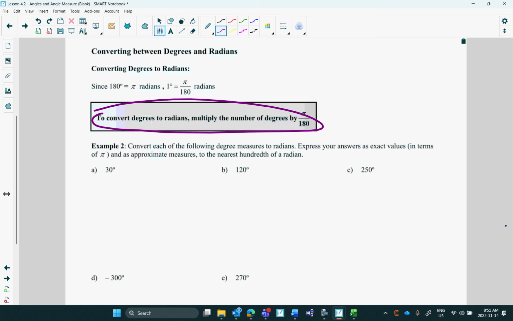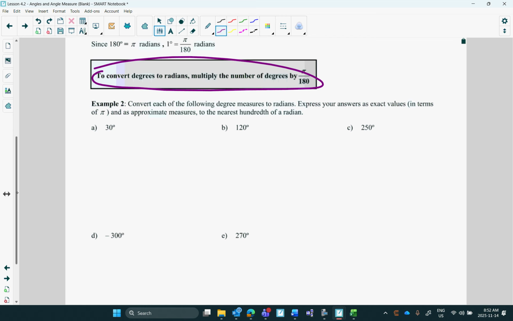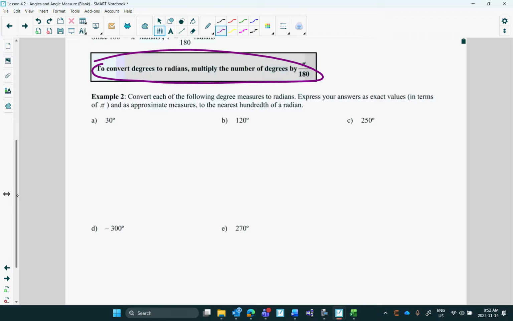So let's convert all of these to radians. And notice that it says you're going to give your answer two ways. As an exact value, which means you're going to leave it as a reduced fraction. And then you're going to use a calculator and round it to 2 decimal places. So how do I convert 30 degrees to radians? I just multiply by pi over 180.